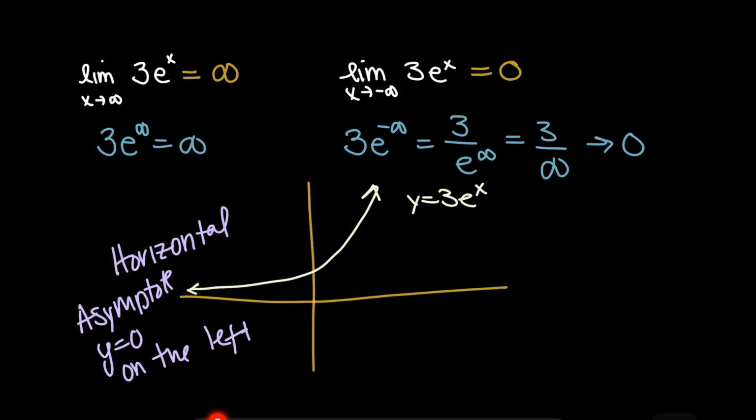And this makes sense if I remember what the graph of an exponential function looks like. I have drawn on the screen the graph of y equals 3e to the x. That's my basic exponential growth. And I can see that on the right side of the graph, as x goes to positive infinity, my y values are increasing without bound. And so that's why my limit equals infinity. But on the left side of the graph, I have a horizontal asymptote. And in fact, I have a horizontal asymptote of y equals 0. And that's what the limit as x goes to negative infinity is telling me. On the left side of the graph, the y values are approaching 0, and that is my horizontal asymptote.